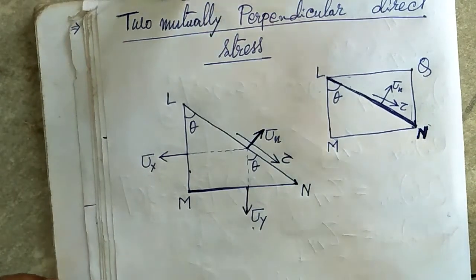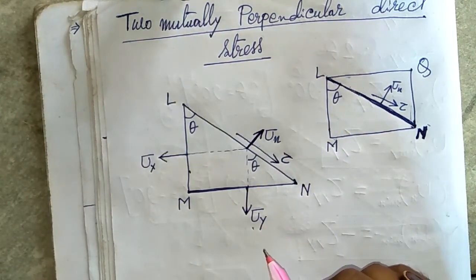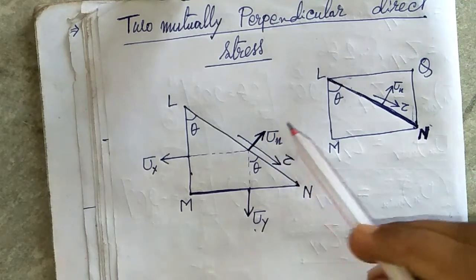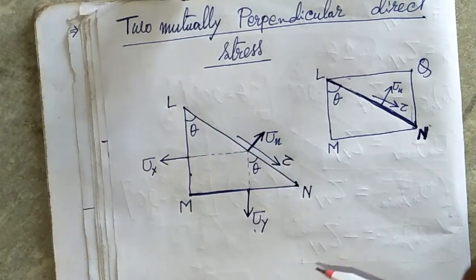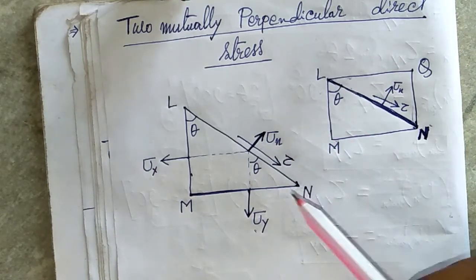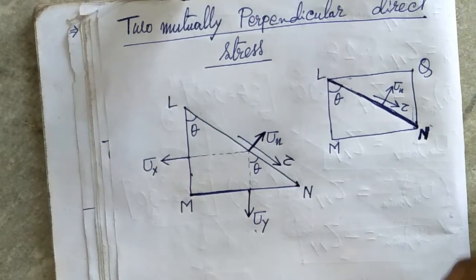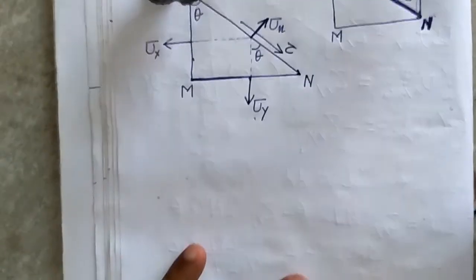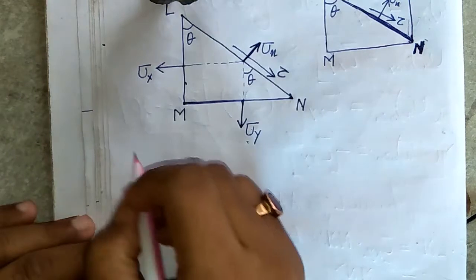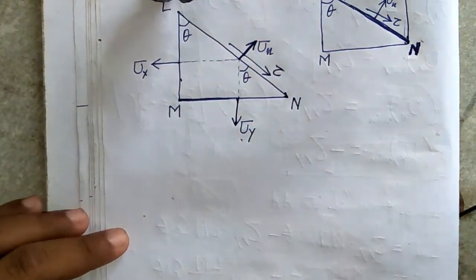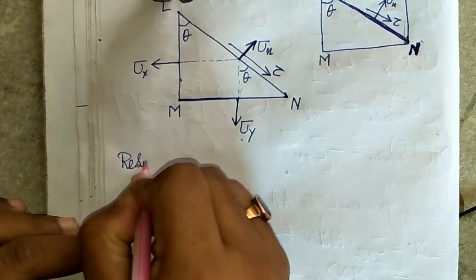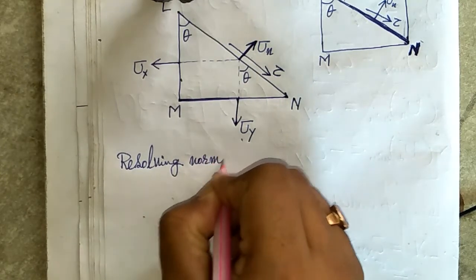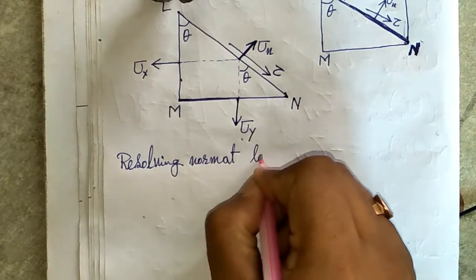As we have done in the previous case, we are going to do the same. First we will resolve these forces normal to this LN plane. Then we will resolve these forces parallel to this LN plane. Okay, so let's start. First of all, let's resolve these forces. Resolving normal to LN.